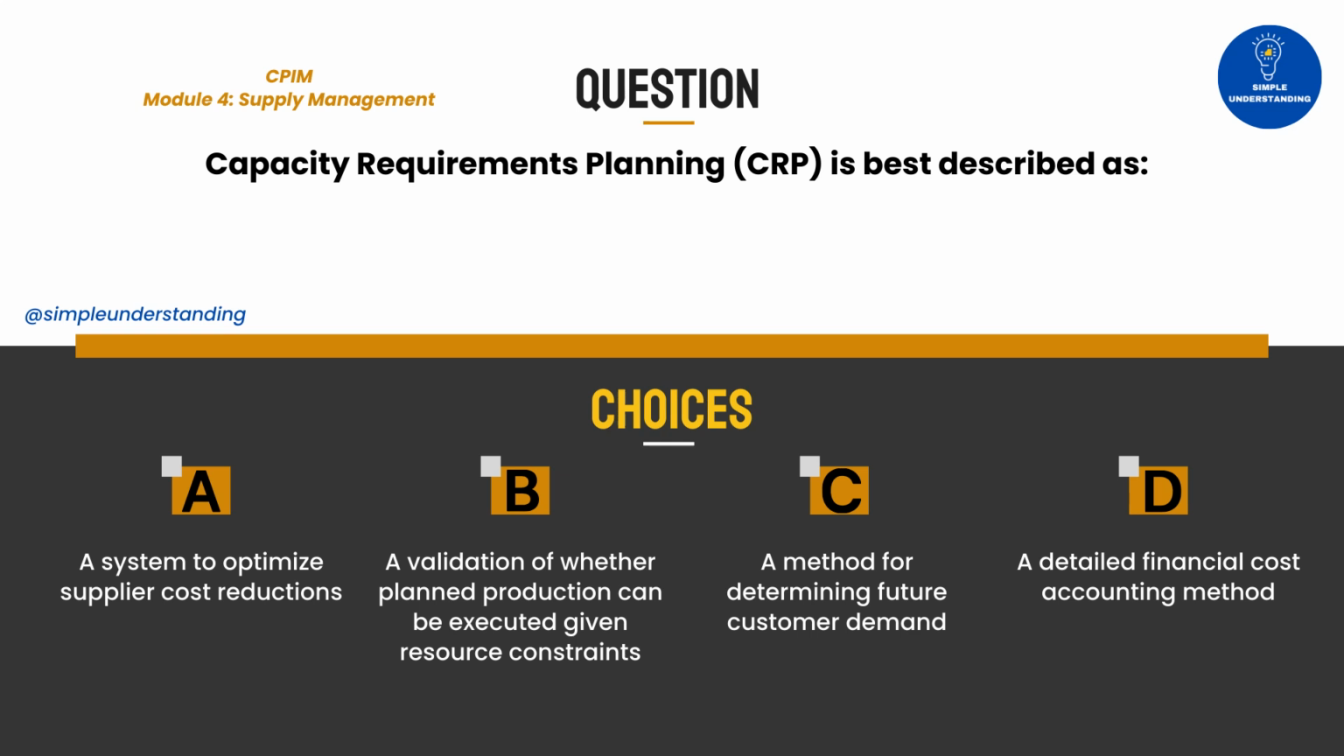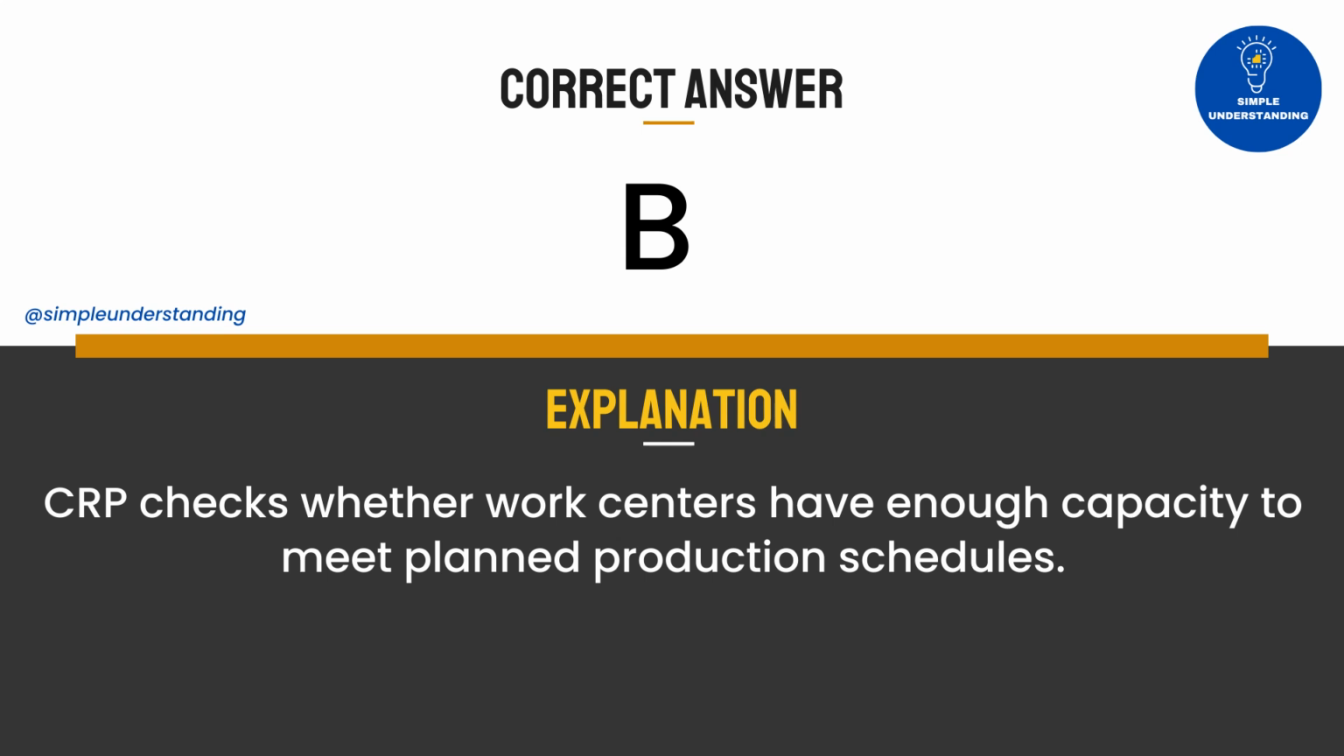Question 9. Capacity requirements planning, CRP, is best described as A. A system to optimize supplier cost reductions. B. A validation of whether planned production can be executed given resource constraints. C. A method for determining future customer demand. D. A detailed financial cost accounting method. Correct answer: B. Explanation: CRP checks whether work centers have enough capacity to meet planned production schedules.